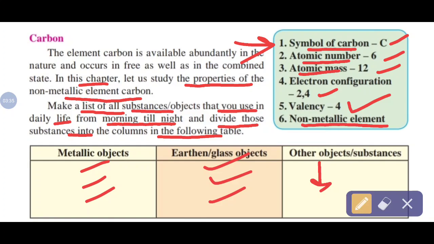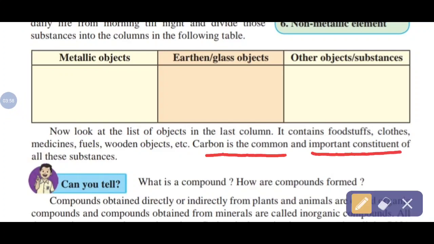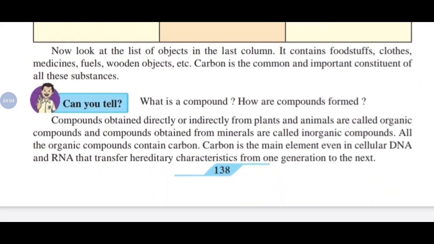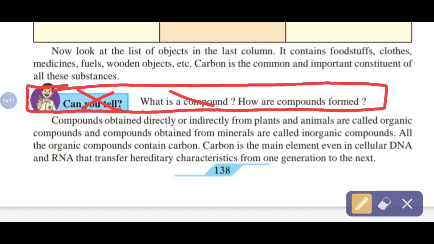All are getting? Next. Now look at the list of objects in the last column. It contains foodstuff, clothes, medicine, fuels, wooden objects, etc. So remember, carbon is the common and important constituent of all these substances. Next one. Now here some part is omitted, that is, can you recall? This can you recall box is omitted from our syllabus. Next. Last one.